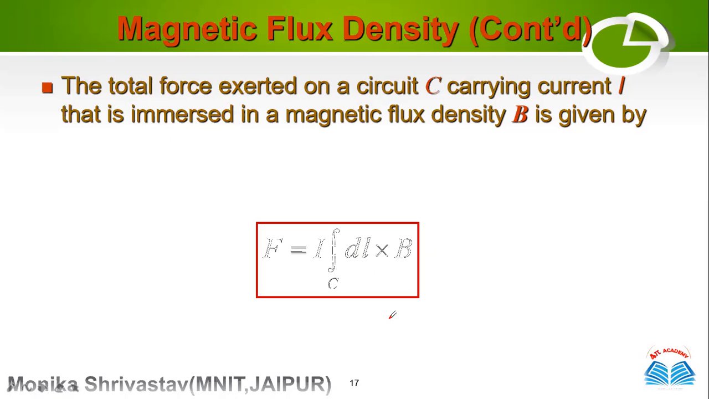Do you know that a circuit is always a closed loop? That is why if the circuit is opened, then there is no current in that circuit. So obviously, a circuit is always a closed loop.